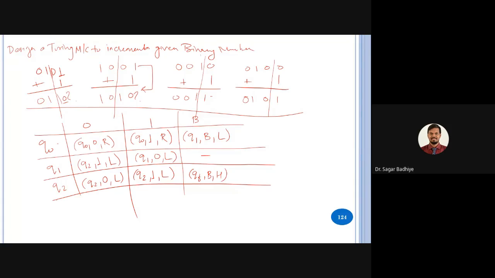So I will give you a task. You all need to design a Turing machine that would act as an eraser of a string. Okay.